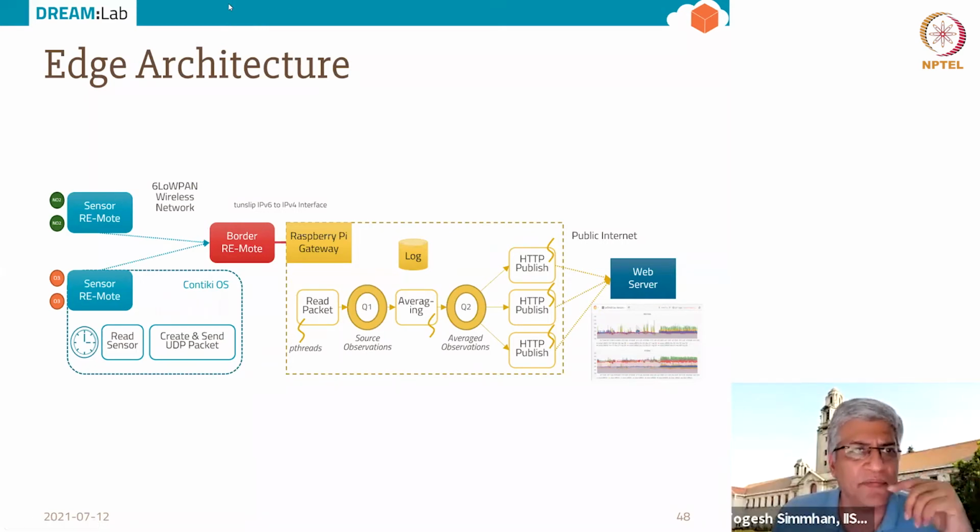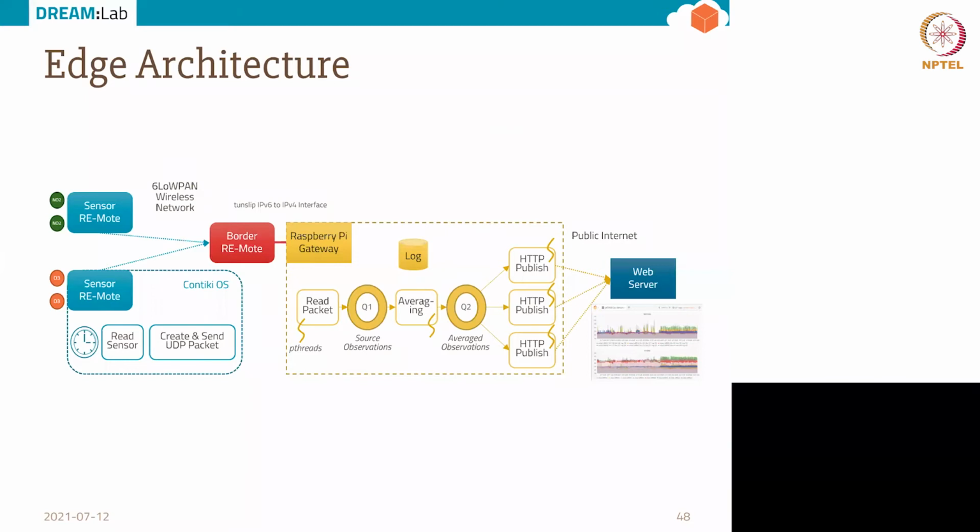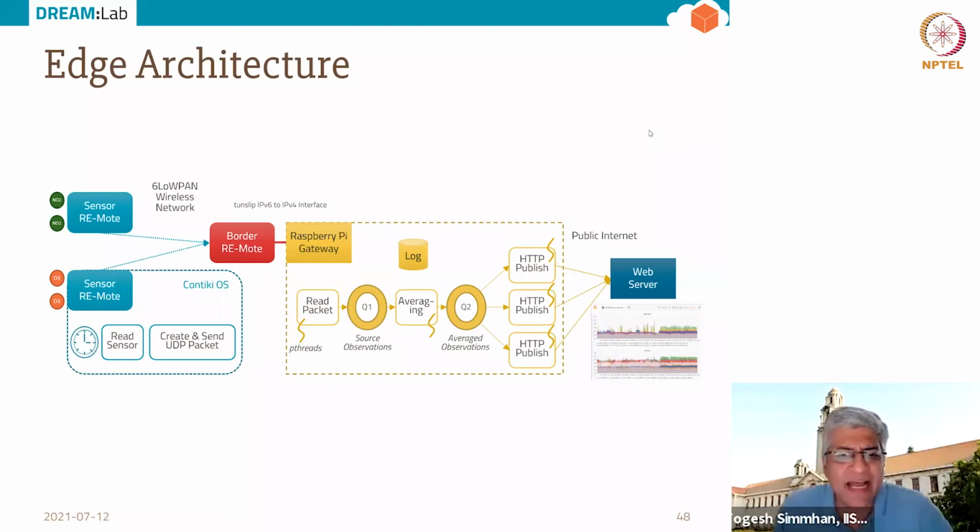So that's something that we've looked at. We also looked at how you can potentially change the sampling interval, right? So the interval at which the data is collected from the sensor.